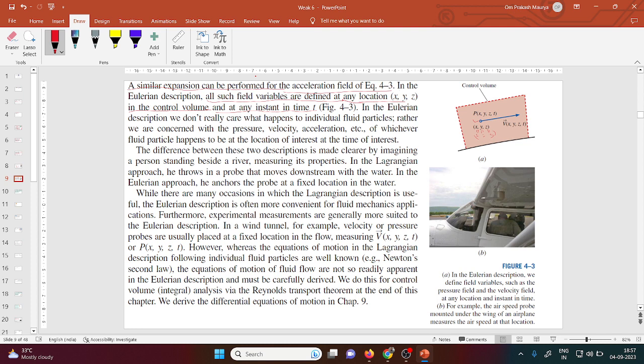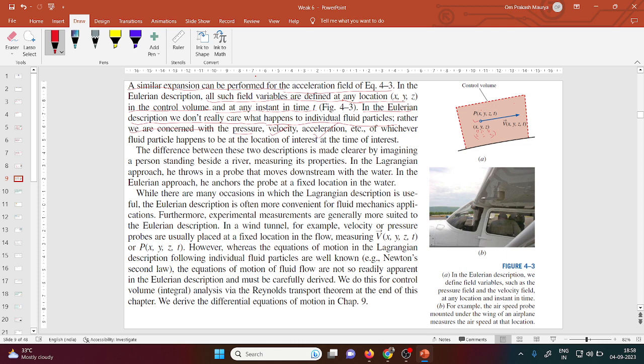In the Eulerian description, we do not really care what happened to the individual fluid particle. So here is the concept. In the Lagrangian case, we care about what happened with the individual fluid particle, but in this case there is no such concern. Rather, we are concerned with what is happening with pressure, velocity and acceleration. In the Eulerian description, we care only about how the pressure changes from one location to another, how the velocity changes, how the acceleration changes. We care only about these flow field parameters. So this is written here very conceptually.